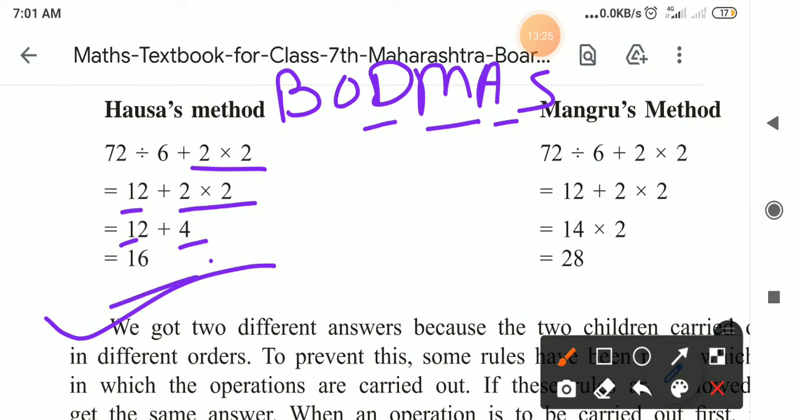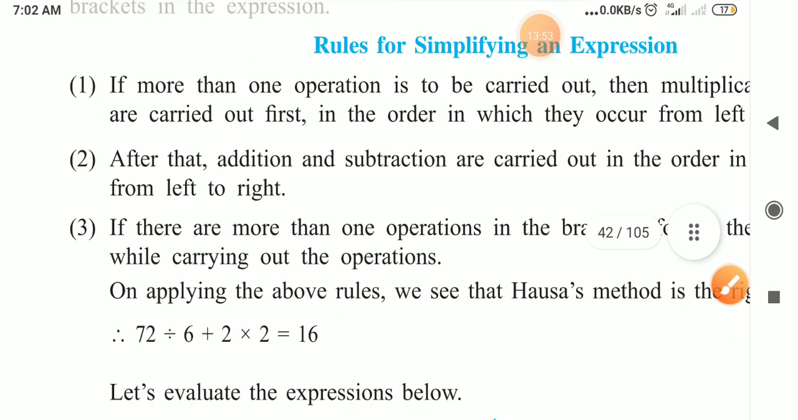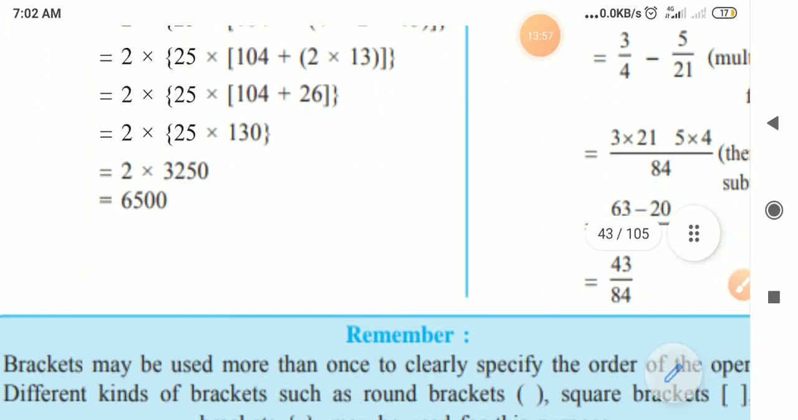Which mistake Mangru made, we will see. This step is correct for him, so he will get half mark for this step. But where he made the mistake: he did the addition of these. According to the rule, what do we have to do here? Multiplication. So Mangru made a mistake here, and that's why his answer is wrong. Clear? In this way we have to solve the examples using the BODMAS rule.